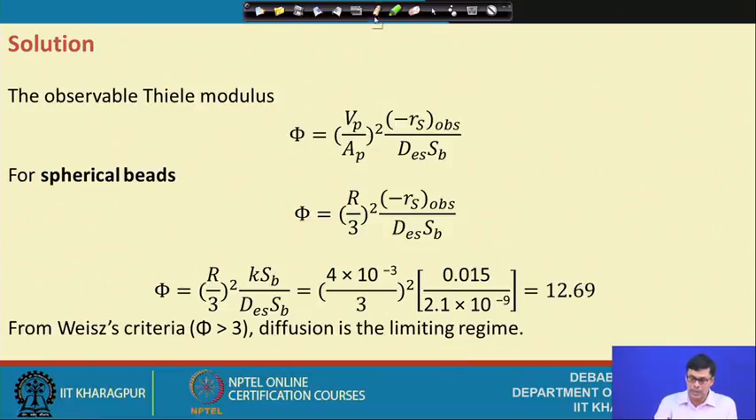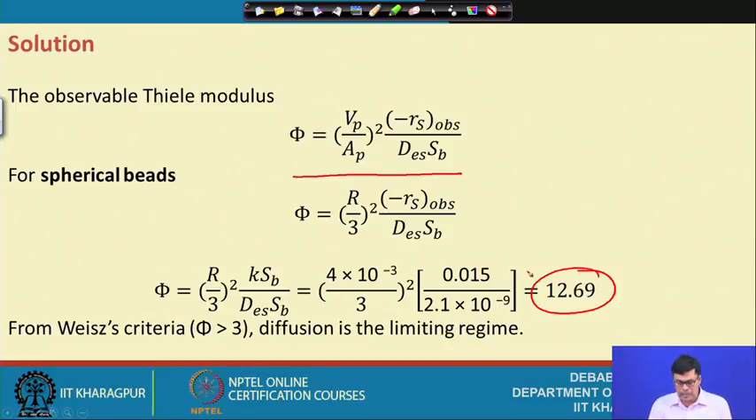Now, again we know that the Thiele modulus phi equals Vp by Ap square into the square root of minus Rs observed by DES into SB. Now, if you put these values here, how much are we getting? 12.69. Now, the criterion that we have is, if phi value is more than 3, the diffusion limiting region is there. So it is very clear that this problem is diffusion controlling, because this is not reaction controlling. So this problem also, like the previous problem, we can conclude is mass transfer controlling.